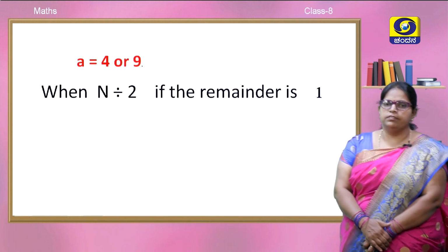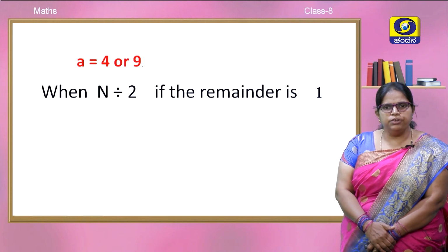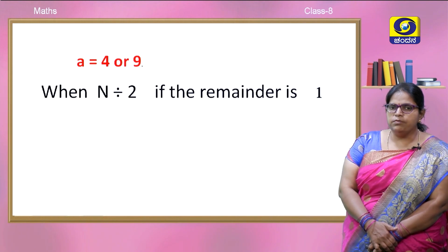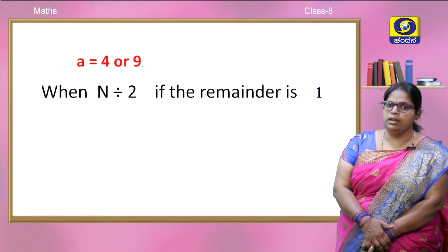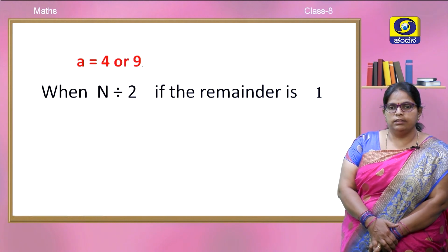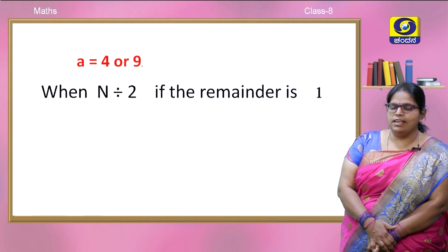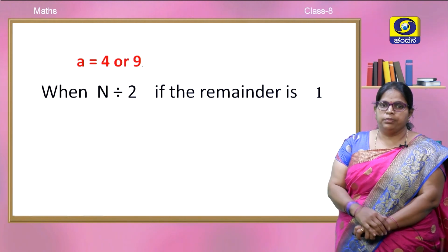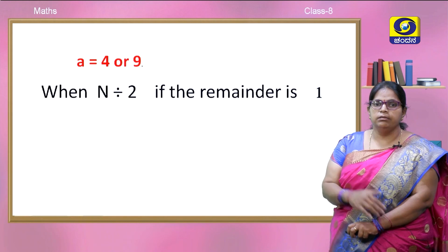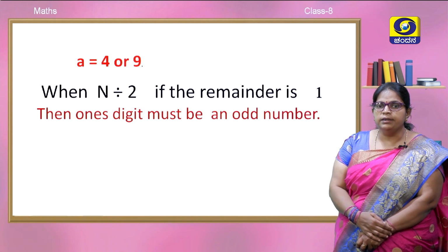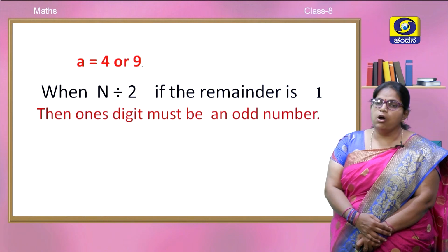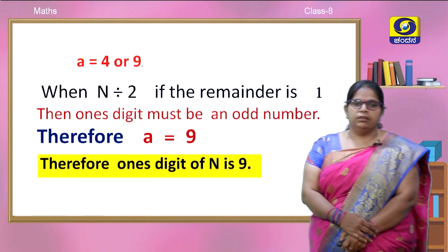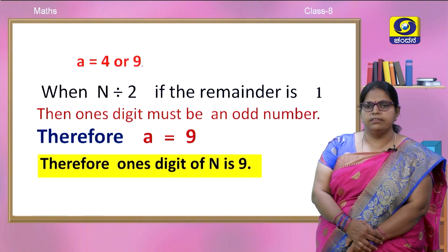Take the second part of the sum. When n is divided by 2, the remainder is 1. That shows that the given number is an odd number. So, here we have only two options. A can be 4 or 9. So, which is the odd number? Yes, you are right. 9 is the odd number. So, A must be equal to 9. Therefore, ones digit of n is 9.